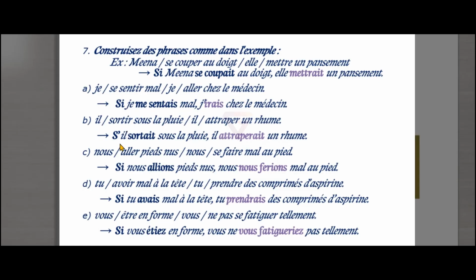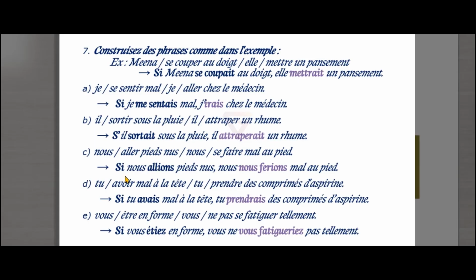And the next one, you can see the S apostrophe, SI becoming S apostrophe before the IL. So if he went out in the rain, he would catch a cold. So again here, sortir in the imparfait form, so SORT followed by AIT. And here it's an ER verb, so directly you can add the ending and form the conditional, AIT.